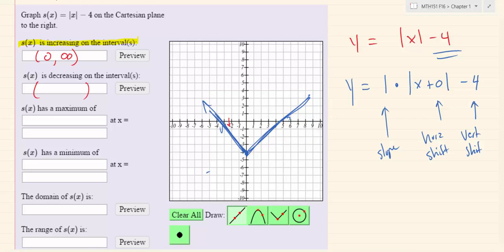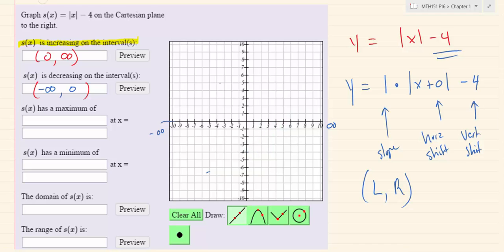It's decreasing, and I'll do this one in blue. Here's where it's decreasing, right? That's where the function is decreasing in value as you go left to right. This is going to decrease on this interval, negative infinity to 0. Negative infinity is out here, 0 is right there, and here's positive infinity.